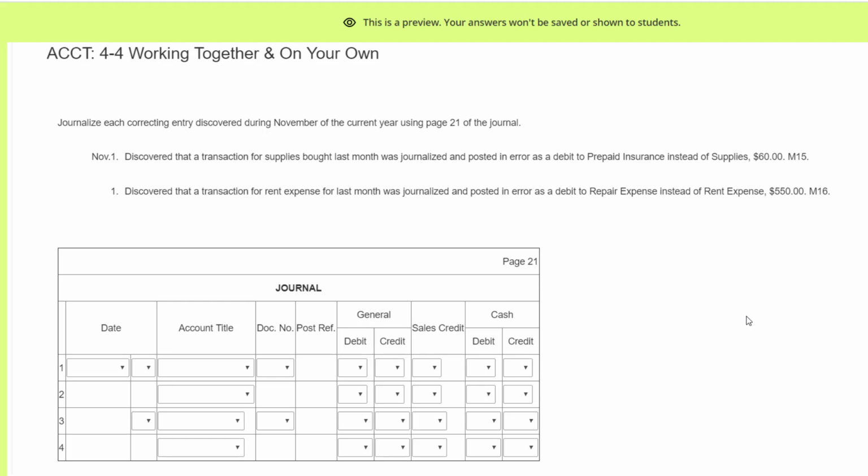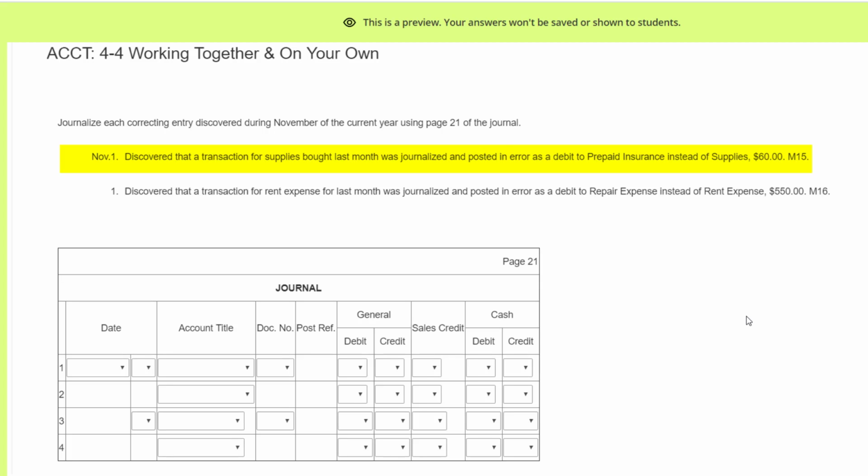So this is just a quick tutorial walking you through the 4-4 working together and on your own. Feel free to skip it or come back and check your answers with it at the end. We're trying to journalize the correcting entries that we discovered during November of the current year, and we're going to use page 21 of the journal.